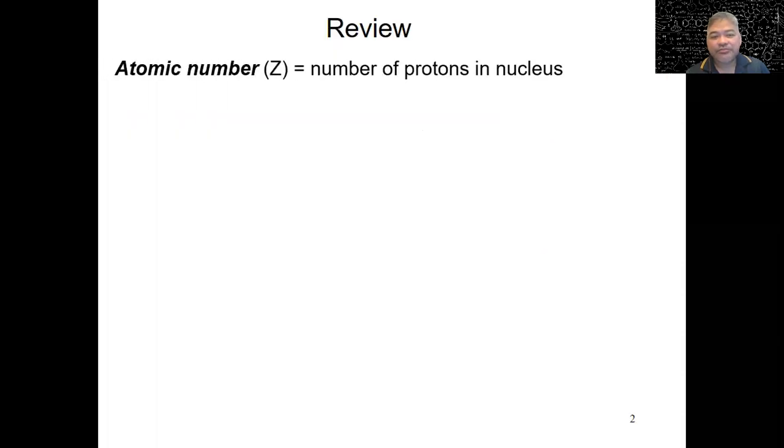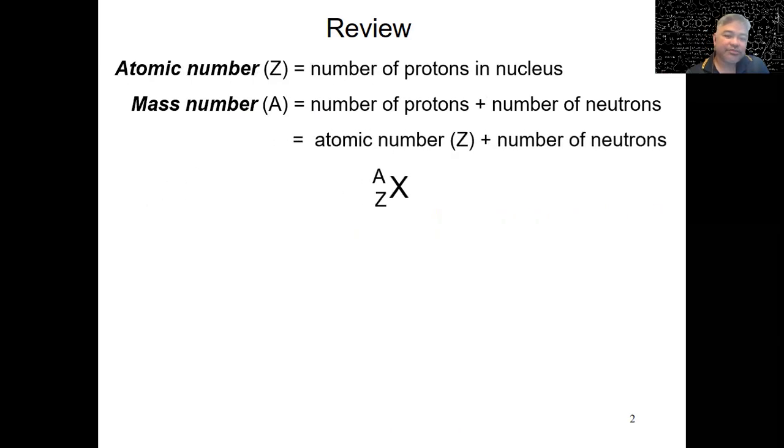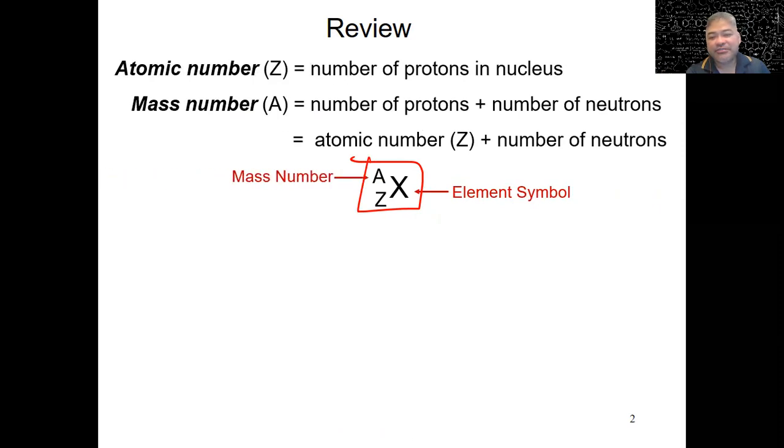Okay, so if we're going to look at nuclear chemistry, I think we have to review this thing. So X there is the nuclide or the chemical symbol, okay, or the element symbol, and Z there is the atomic number, and A is the mass number. So if you recall, atomic number is just the number of protons. Mass number is the number of protons plus the number of neutrons.